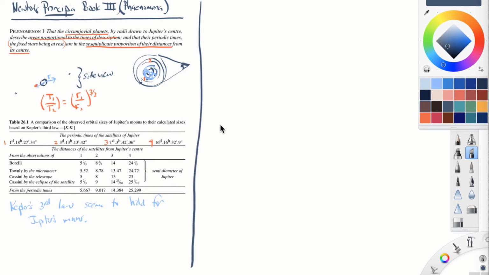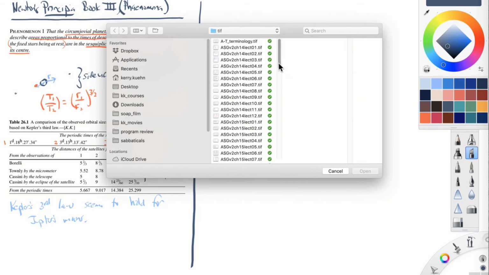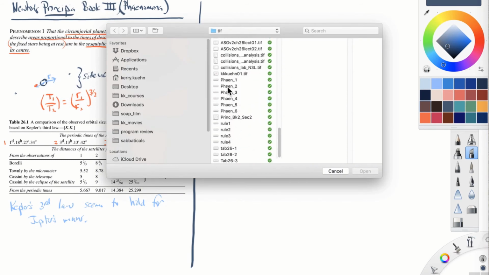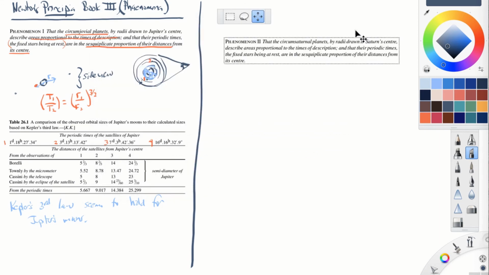Okay, let's look quickly at phenomenon number 2. Phenomenon number 2 is very similar. So I'm going to open this, add image, go down to phenomenon 2. Okay, so here we are.